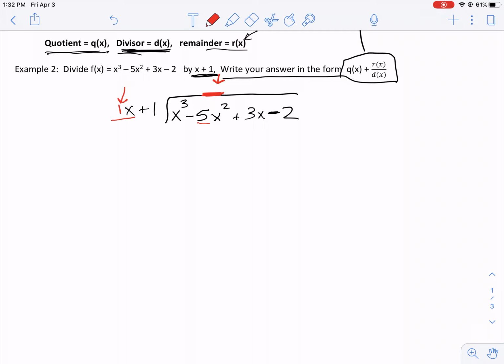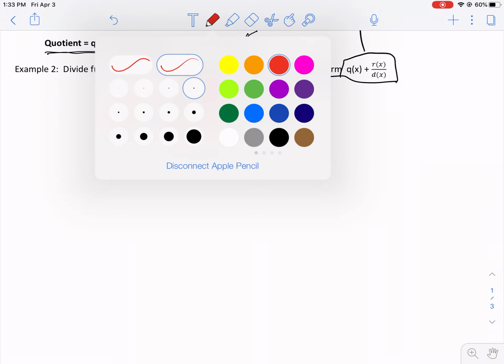Now, the number in front of this x is 1. So in order to do this, I need to figure out 1x times what will give me an x cubed. Well, that would be an x squared. So that's what I write at the top of my division bar, that x squared. Now I'm going to take that x squared, because x squared times x will make x cubed, and I'm going to distribute that x squared to both of them. So x squared times x is x cubed. x squared times 1 is a positive 1x squared.